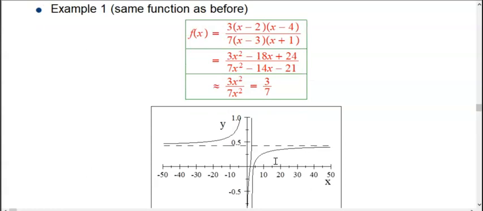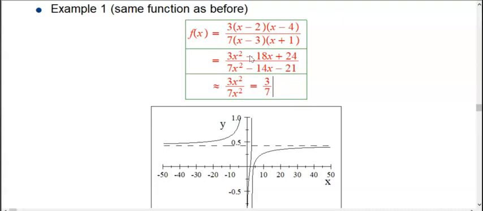And indeed, this is just the same function. You can see I've squeezed it. I've made the x go from minus 50 to 50. You can see a little trace of vertical asymptotes, but I'm not emphasizing that anymore. Now I've put in the line where y is 3/7, a little bit under a half. And notice that indeed that graph is getting closer and closer as I go out left and right to that y equals 3/7 value.